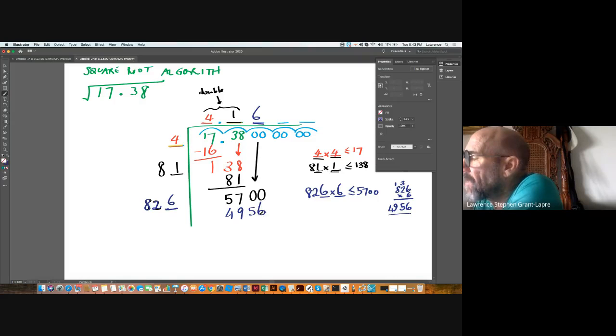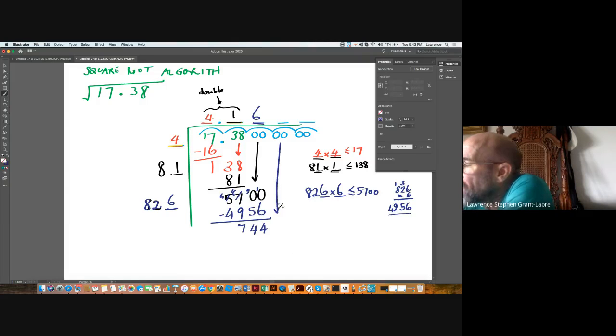4,956. The answer we got that was less. We subtract that and we'll just make that a 6, make that a 9, make that a 10. So that's 4. That's 4. Okay, make that 4. So that's 16, 17. Okay, we've got 744 remainder. We bring the next 2 zeros down.